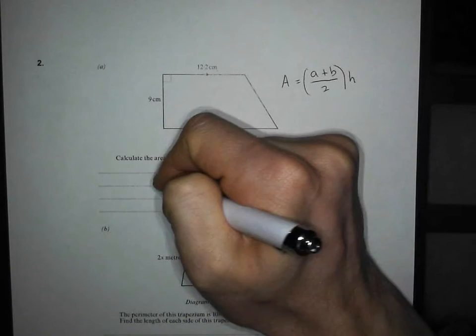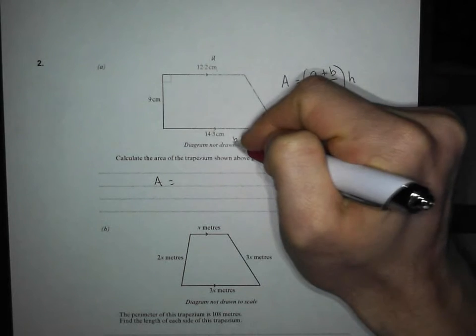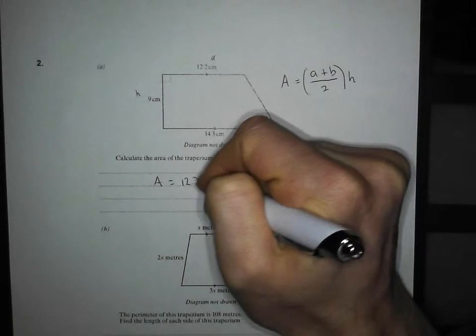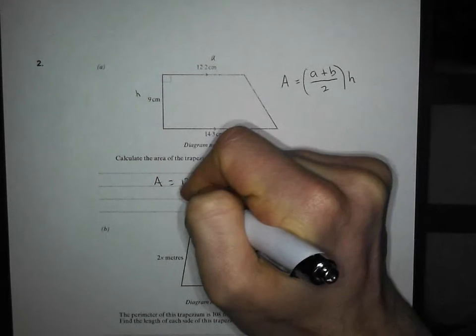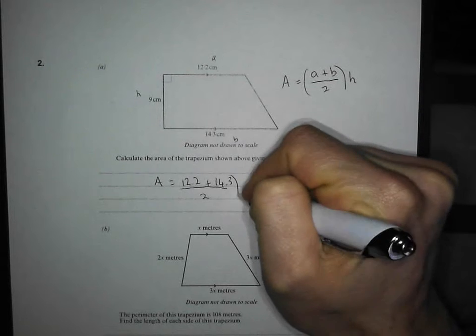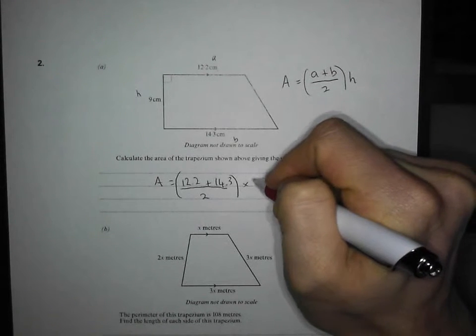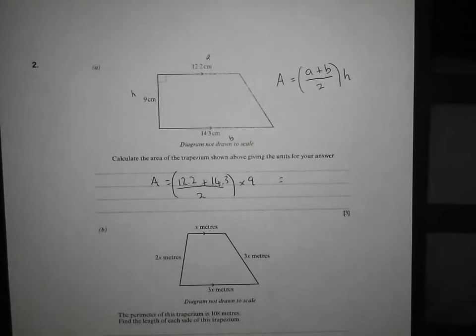So I'm going to write it down. Area equals, let's get my two parallel sides, we'll call him A, we'll call him B, and we'll call him H. So let's go for 12.2, and it doesn't matter which one I called A and B there, by the way, 14.3, all divided by 2. That's going to get me the average or the mean of my parallel sides, and I'm going to times that answer by 9. Now the only question remains is, can you type all that into your calculator?